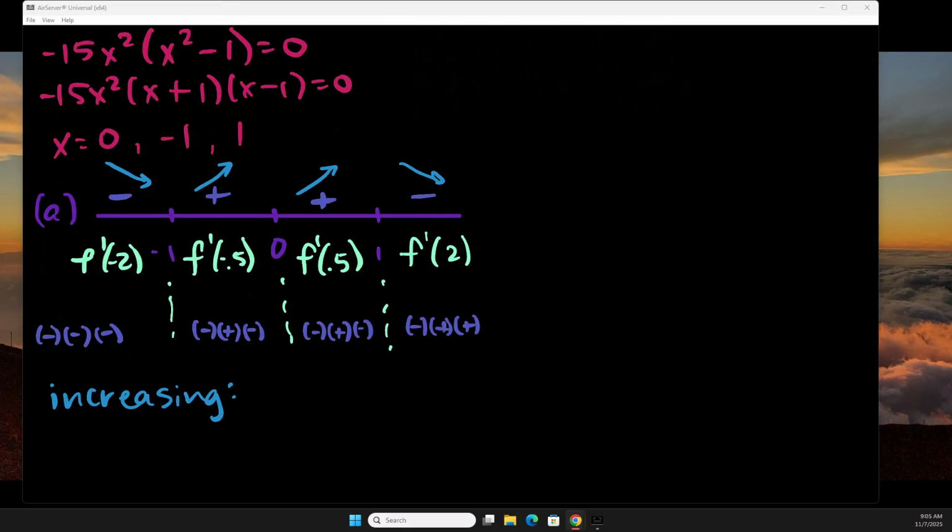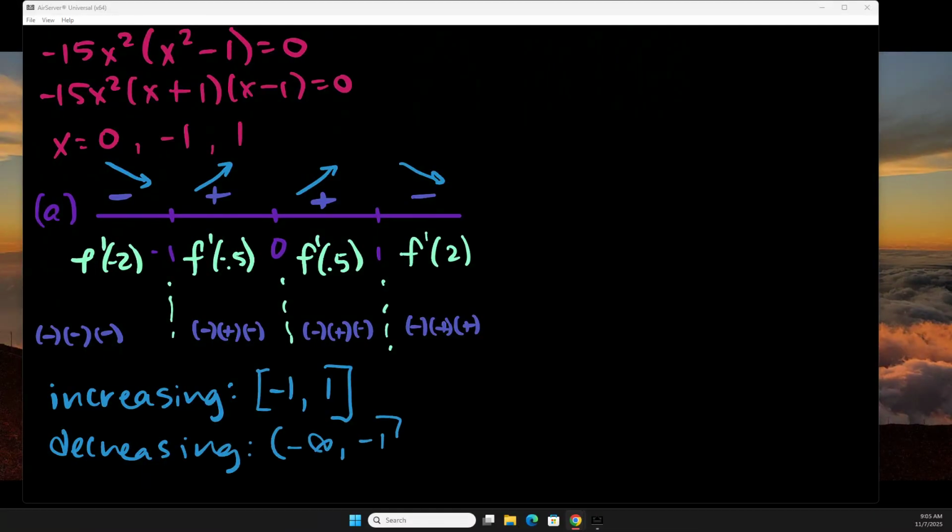All right, so we start increasing at what x value? -1, and we're going to increase all the way to 1. And then negative infinity to -1 is decreasing, and then 1 to infinity will also be decreasing.